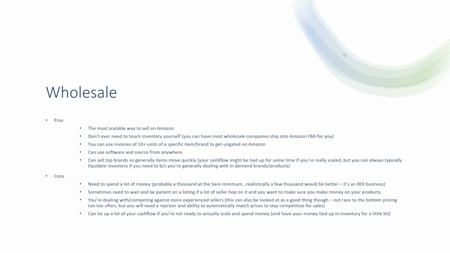You're also dealing with top brand products. You don't ever need to touch any inventory yourself, like I just said, because you can have most wholesale companies ship into Amazon FBA for you. You also can use invoices of 10 plus units of a specific item or brand to get ungated on Amazon. So it's a great way to get ungated while you're selling top branded products. And you can use software to source from anywhere in the world.